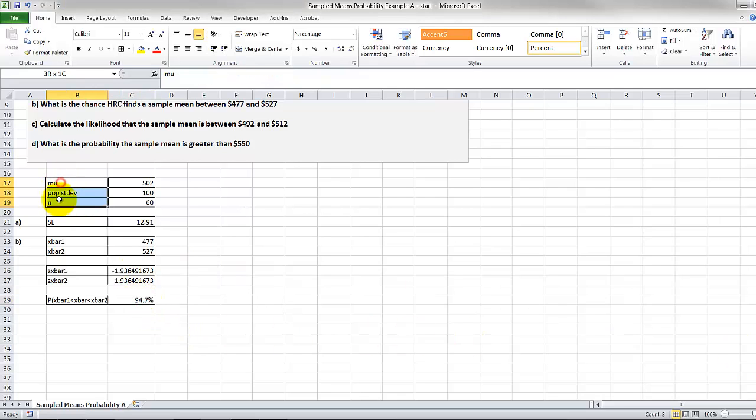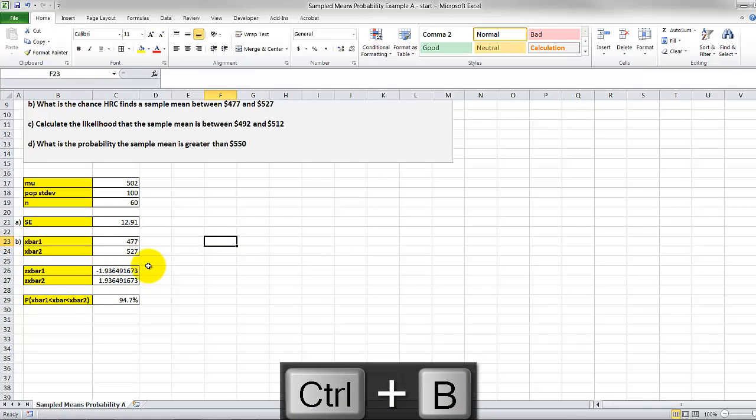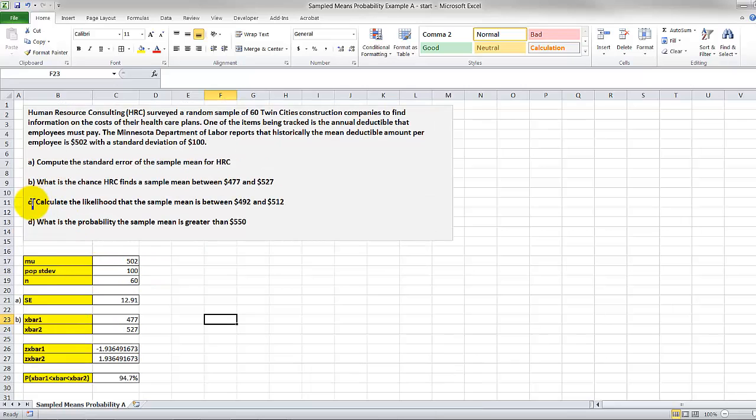Okay, I'm going to provide just a little format. I think it looks better. Let's go ahead and, why not, apply yellow with bold. And I'm going to go ahead and use autocorrect.